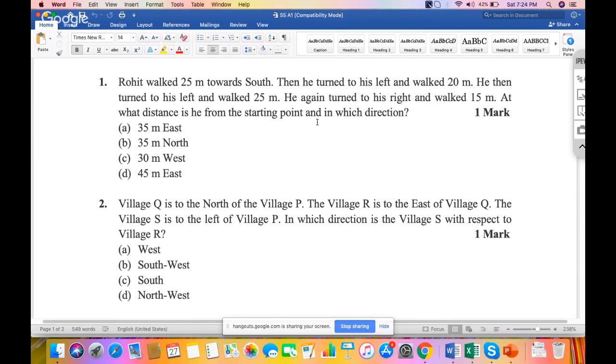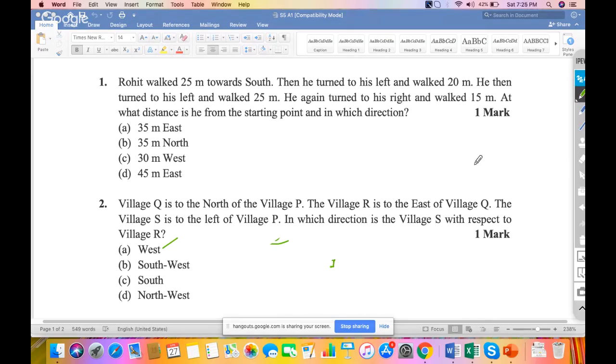Okay, a lot of you are saying first answer is A. So let me just check the answer. Rohit walked 25 meters towards south. Suppose this is he's starting from origin. This is A. So 25 meters in south.